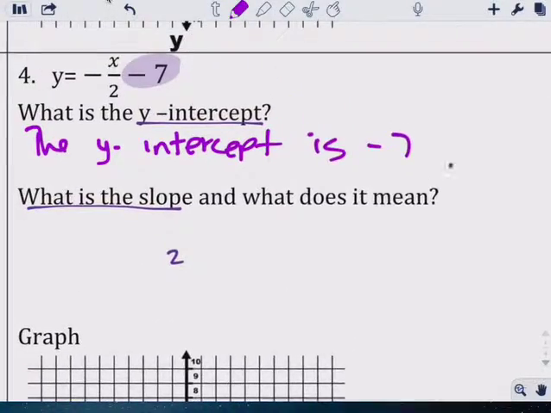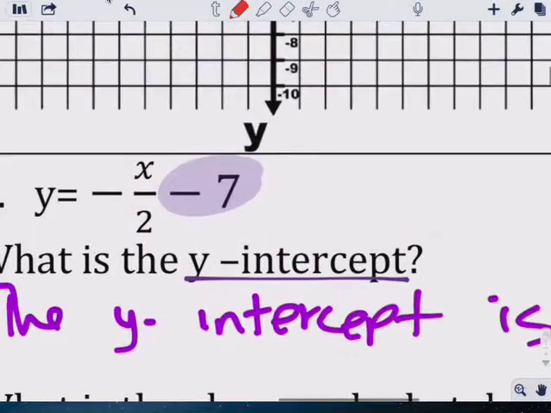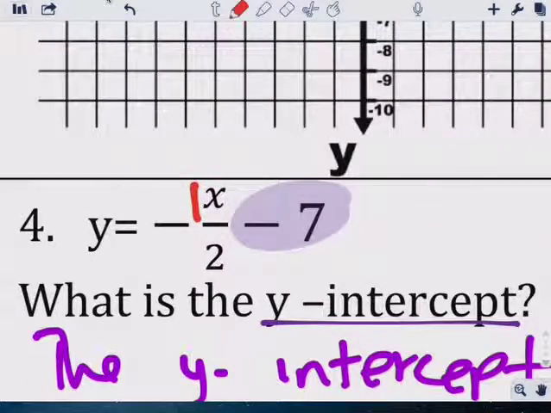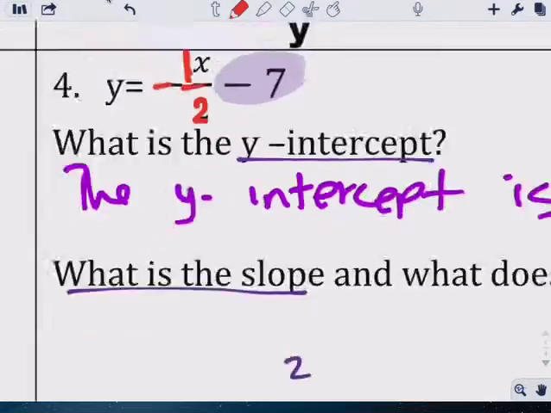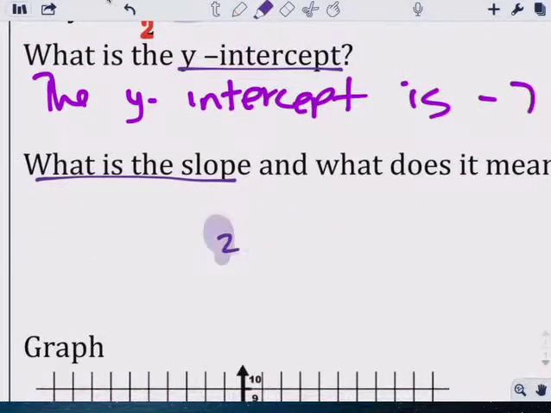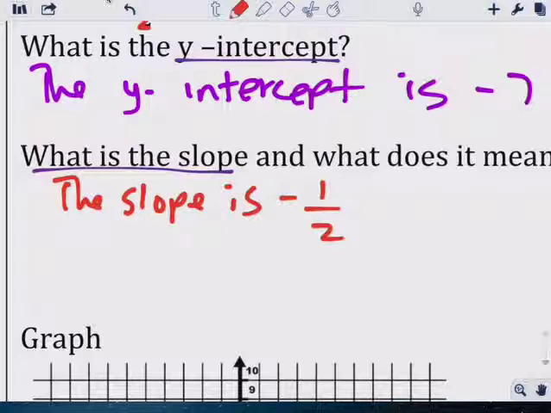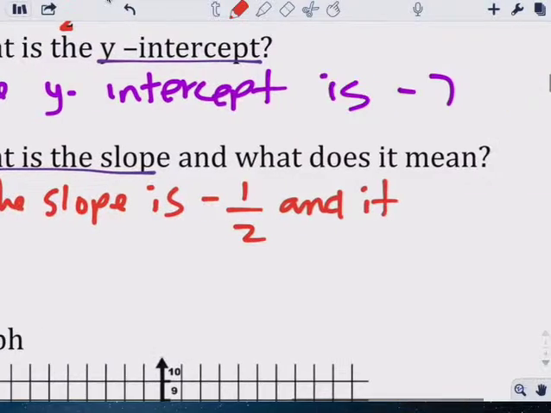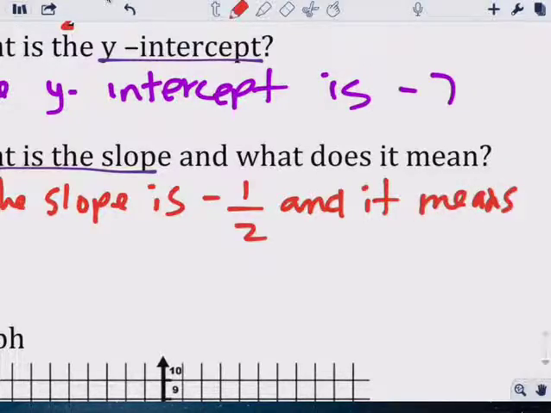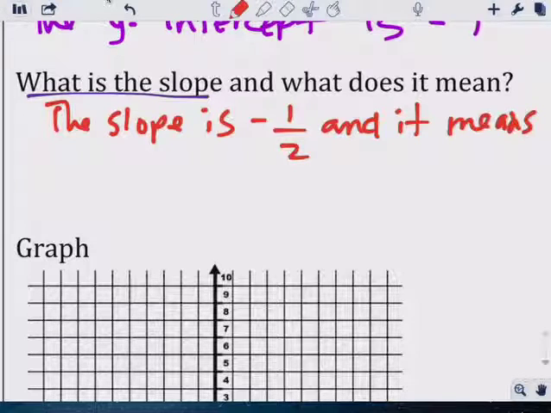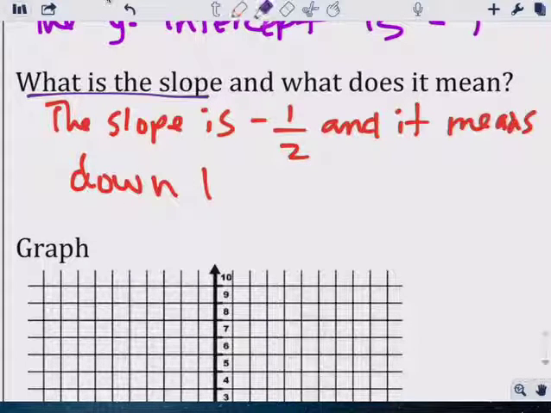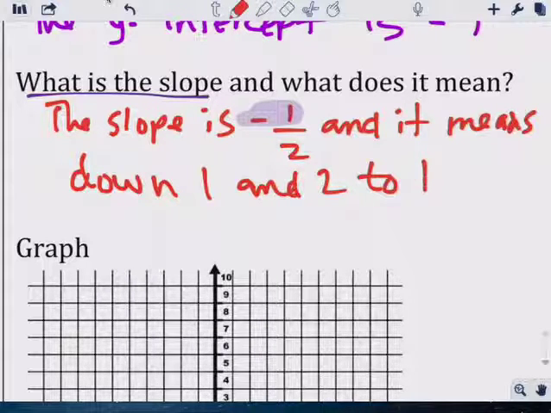And then what is the slope? Okay, you need to be careful here. Remember, the invisible number, if there isn't any, is a 1 right there. So basically this is -1 over 2 as my slope. What is the slope? The slope is -1 over 2, and it means down 1. This is a negative, so it's down 1, and 2 to the right.